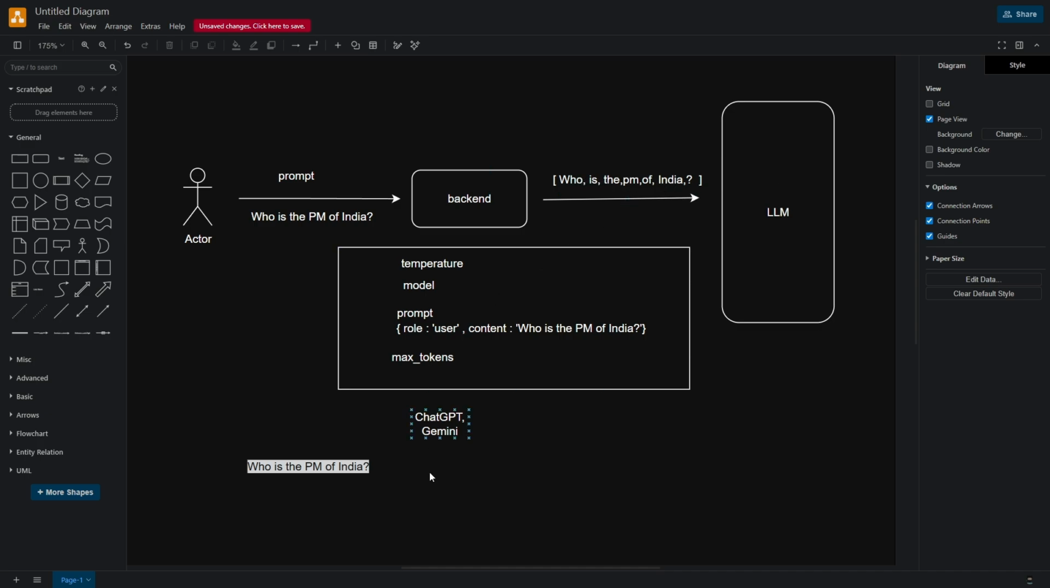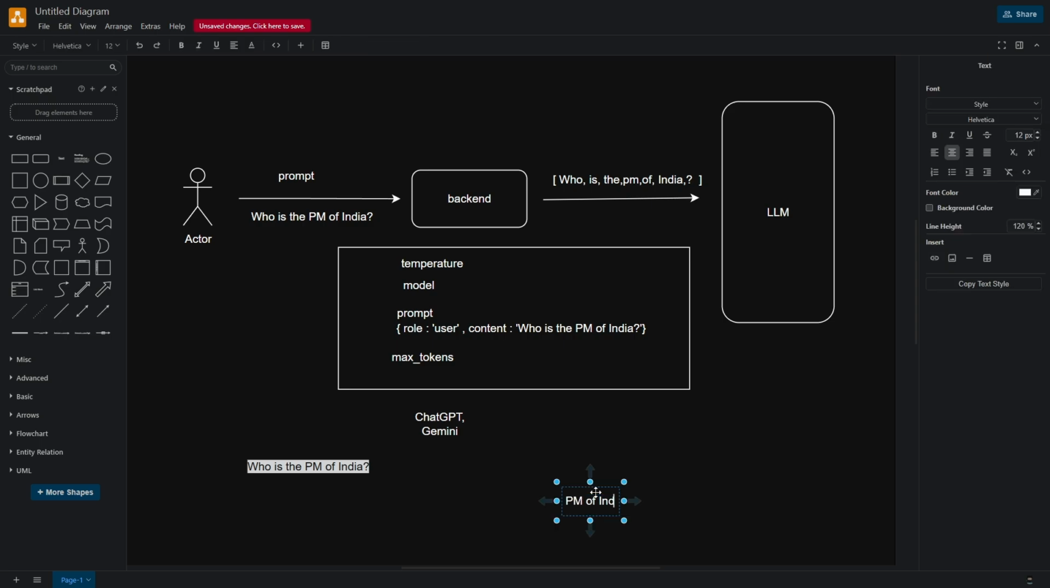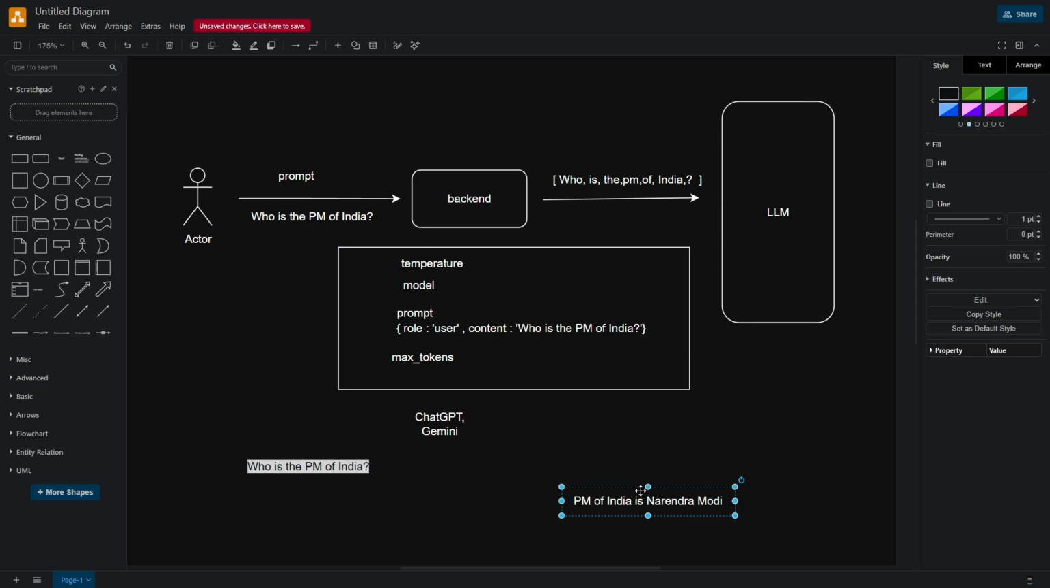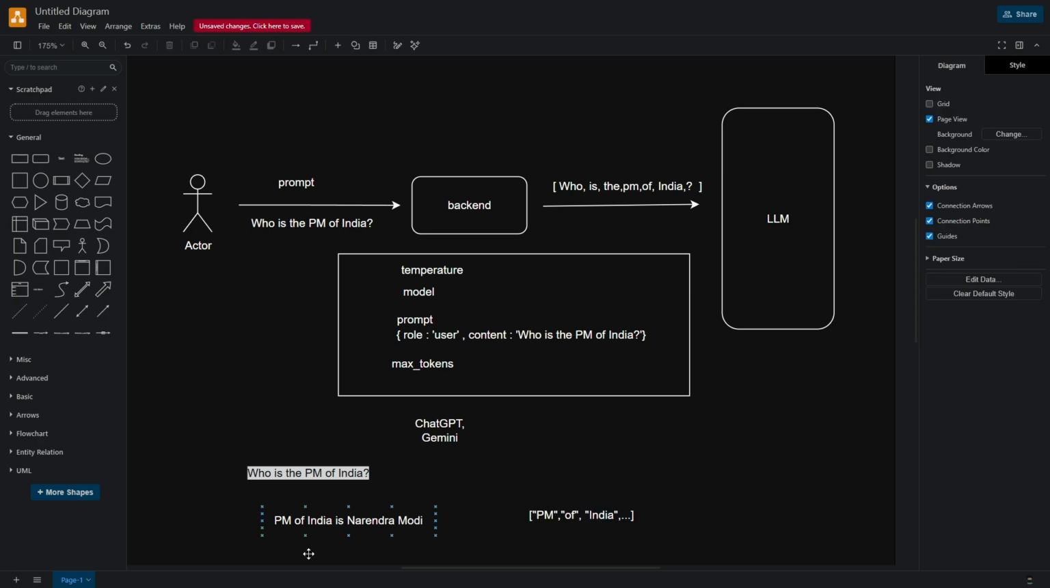But for now, understand that we need to pass these types of concepts to the LLM. Whenever a word is broken into subwords or small pieces, that is known as a token. In the same way, the LLM will give us the response. Let's say the response is: "PM of India is Narendra Modi." This is the response generated by the LLM, but it will not send the text as a whole. As I told, it will send the response in the form of tokens.